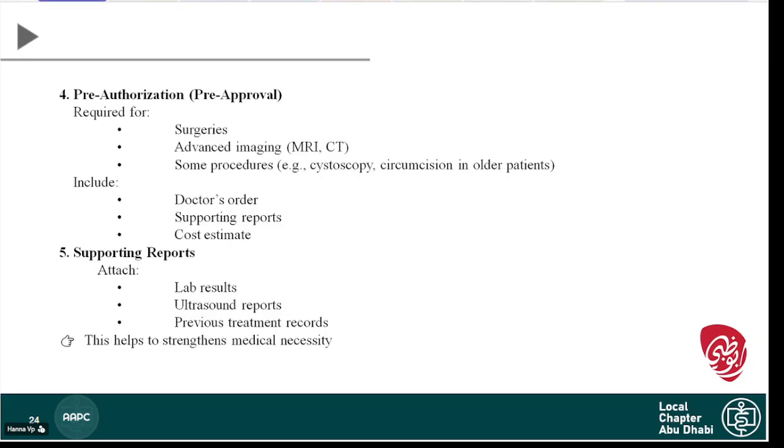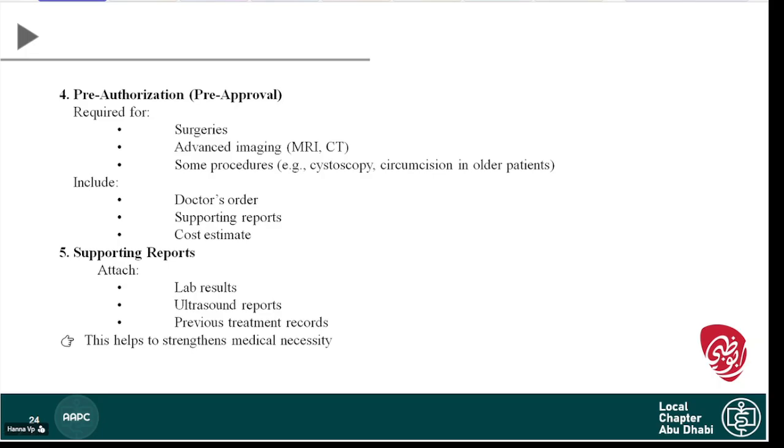So what are the main things required, guys, for the pre-approval process? See, it is required for surgeries. Pre-approval, definitely we should get if we are doing any surgeries. And advanced imaging like MRI scan, CT scan, it should be needed. And some procedures like cystoscopy, circumcision in older patients. Too many procedures need pre-authorization.